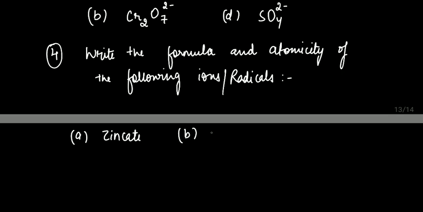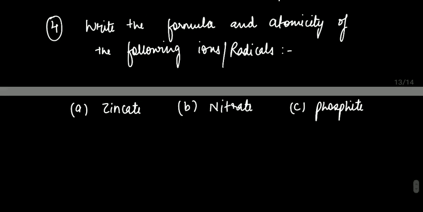Zincate, then we can write nitrate, and we can write phosphite. So now, in order to understand this question, we need to address what atomicity is in the first place. So I'll explain this part.